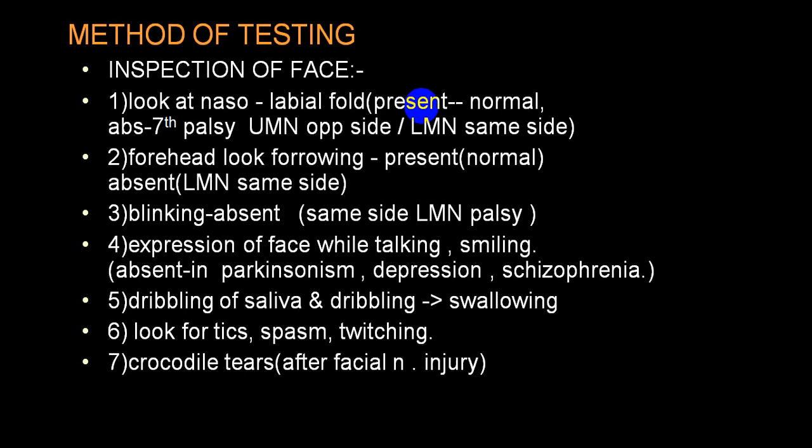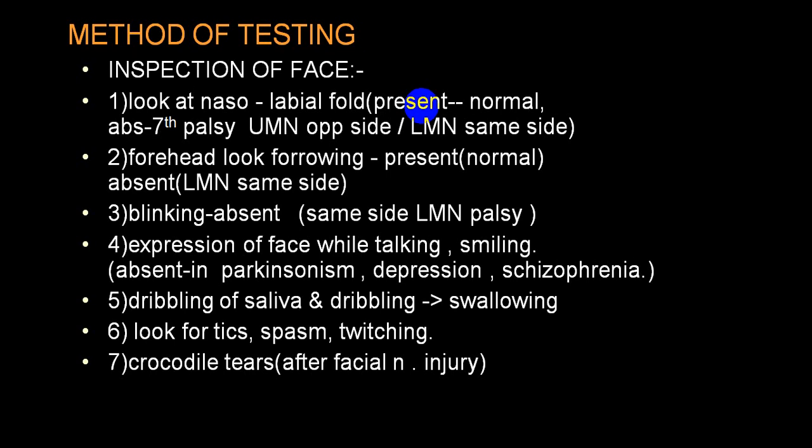In upper motor neuron lesion, furrowing of the forehead is present, and in the lower half of the face the nasolabial fold will be absent. While in case of a lower motor neuron lesion, on the side where there is damage, the nasolabial fold will be absent, furrowing will be absent, and the person will not be able to close the eyelid. The eye will remain open. The person will not be able to close the eye.